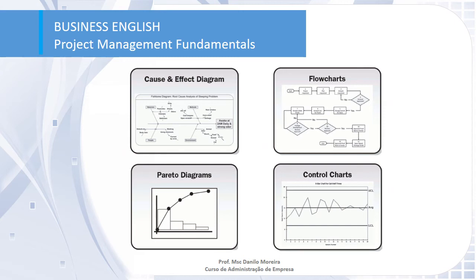Here you have a couple of examples related to quality management inside a project. So you have a couple of examples here, such as the cause and effect diagram, which is one of the most common tools to use, flow charts, the Pareto diagrams, and the control charts.